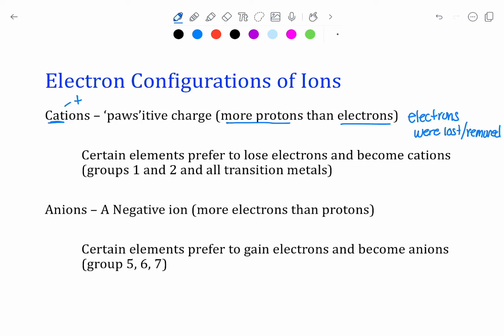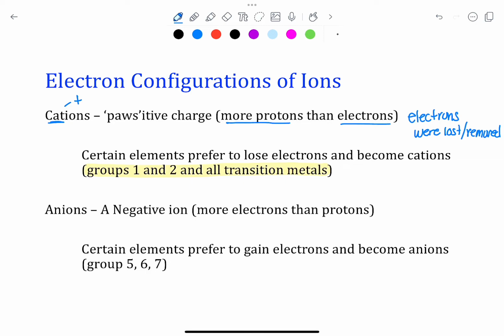Okay, so certain elements prefer to lose electrons and become cations. This would specifically be most of our metals, so groups 1 and 2, and our transition metals, so we have to remember that. And if it's a metal, it's going to create a cation. They would rather lose their electrons, so they have a low ionization energy. They will happily remove electrons in order to form cations.